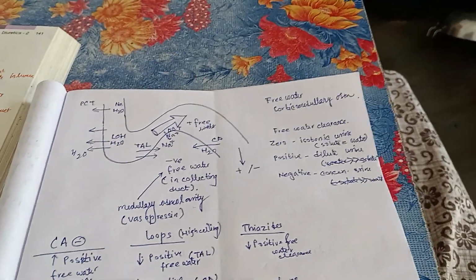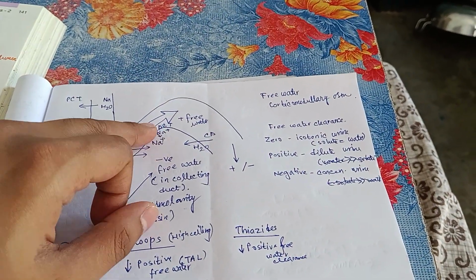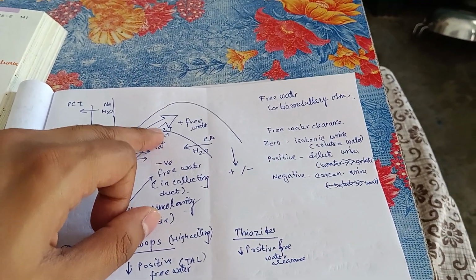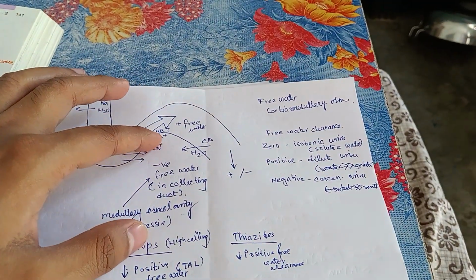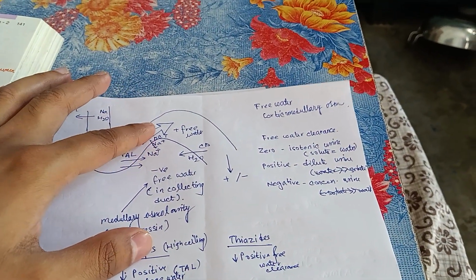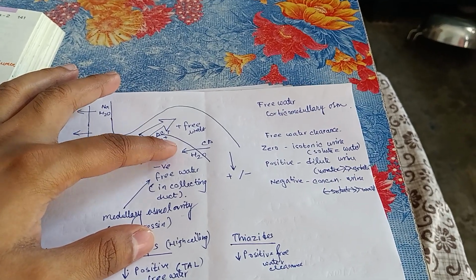Now when we are looking at thiazides, it is also having the same mechanism. Thiazides act on the DCT to absorb sodium and chloride. They inhibit sodium chloride reabsorption, and that's why sodium comes into your lumen, and as a result the net positive free water decreases.